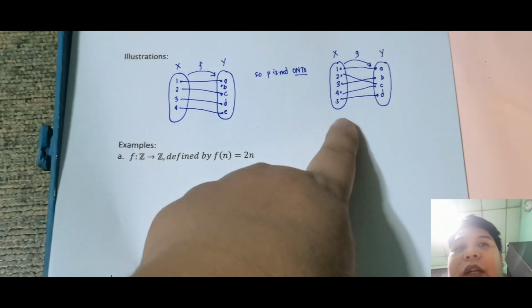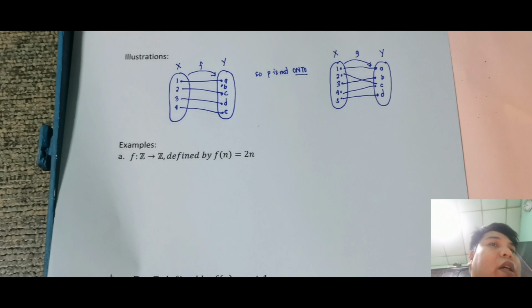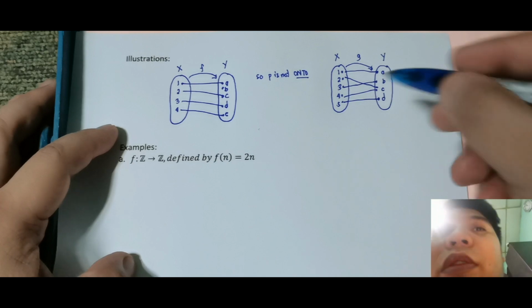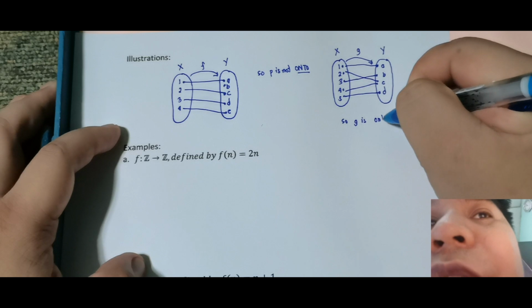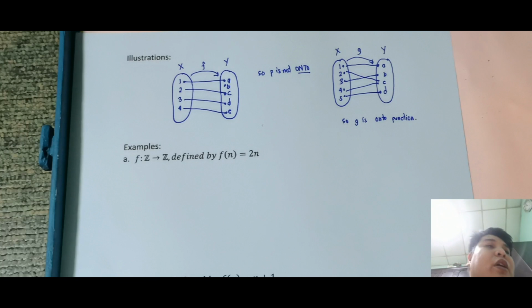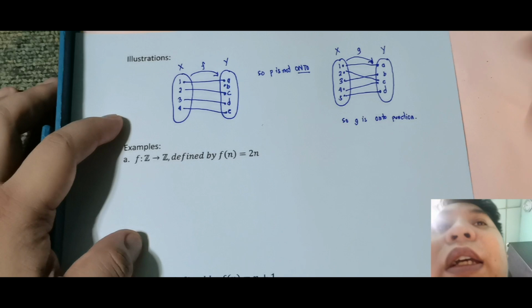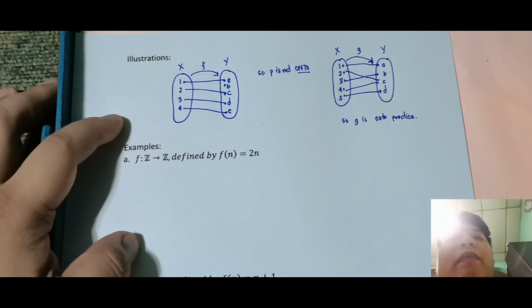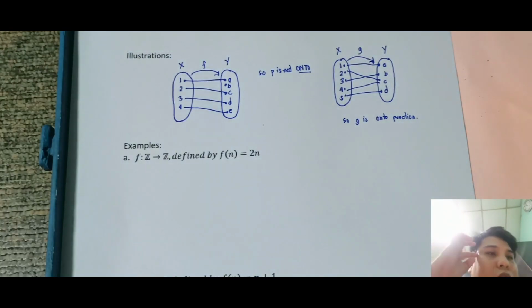Okay, so ngayon, kay onto, pwede sa kanya yung many to one. Kay 1 to 1, ayaw naman niya yung many to 1. Ang concern kasi ni onto, dapat lahat ng sa codomain makuha. So, G is onto function. Okay, baka sabihin mo, sir, baka hindi yan function. Function yan, kahit i-check nyo pa. Evaluate mo pa lahat ng element: 1, A, 2, C, 3, B, 4, C, 5, D. Tama kung titignan mo. Okay, so ayun yung illustration ng onto.